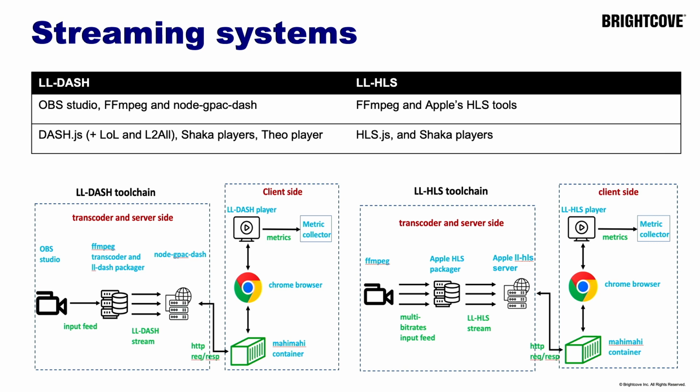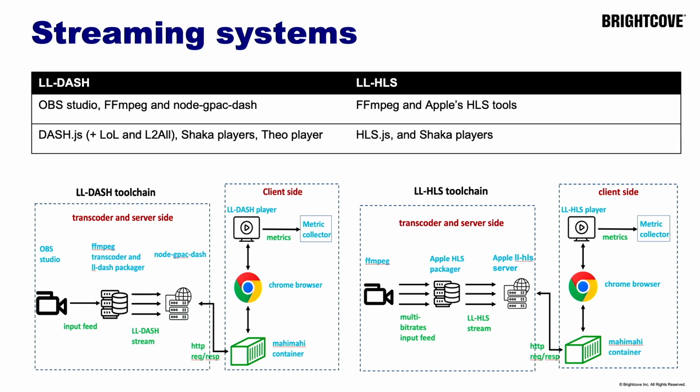And for low latency HLS, on the right-hand side, we also use FFmpeg to generate the live source stream and send it to the Apple HLS packager, which generates the low latency HLS playlist and also media segments, and sends them to the Apple HLS server. On the client side, on the player side, we run all the web players on top of the Chrome browser, and then we run the Chrome browser on top of a network emulator called Mahimahi.